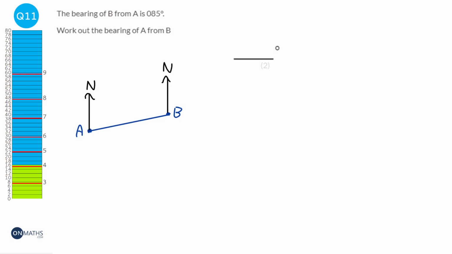And so we know that this angle here is 85 because it's the angle on the bearing of B from A, so it's 85 degrees. So now it says work out the bearing of A from B.